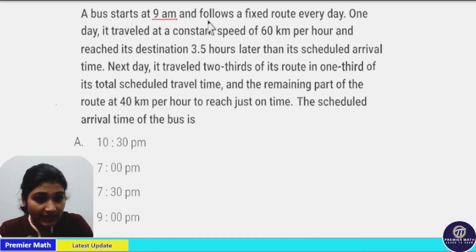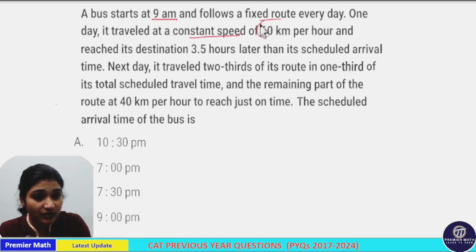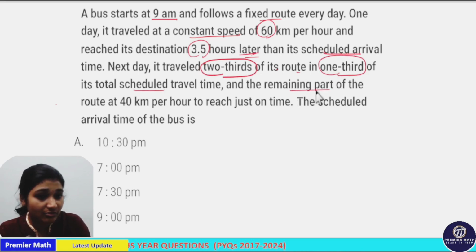A bus starts at 9 a.m. and follows a fixed route every day. One day it traveled at a constant speed of 60 km per hour and reached its destination 3.5 hours later than its scheduled arrival time. Next day it traveled two-thirds of its route in one-third of its total scheduled travel time and the remaining part of the route at 40 km per hour to reach just on time. The scheduled arrival time of the bus is?